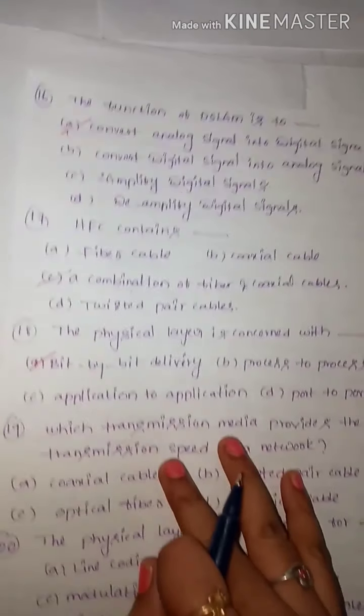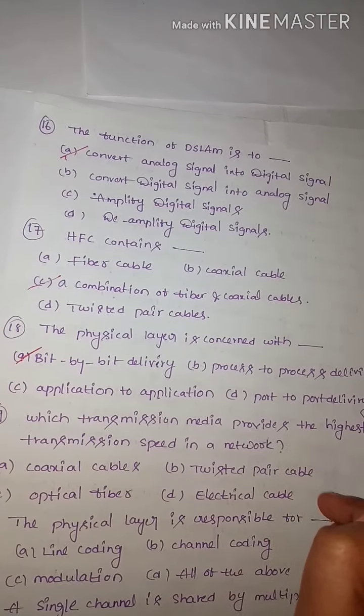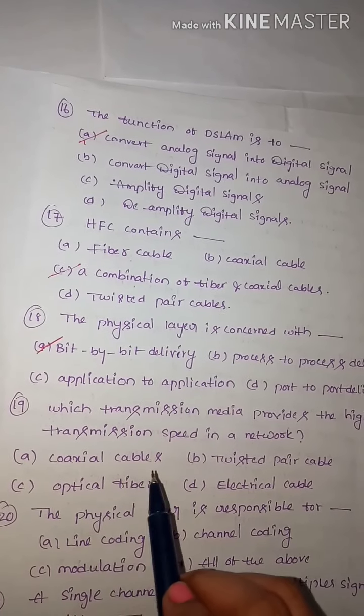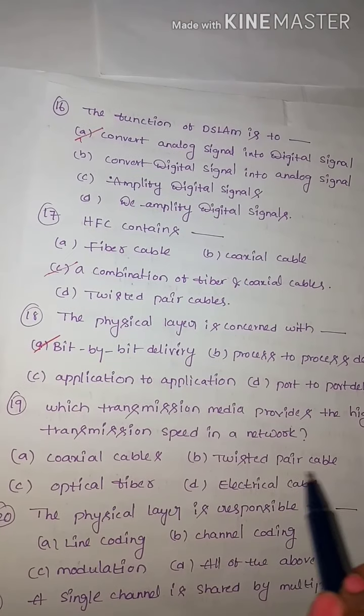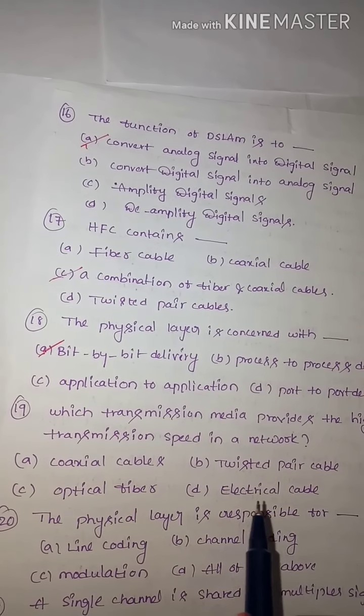And next one, which transmission media provides the highest transmission speed in a network? Option A, coaxial cables. Option B, twisted pair cables. Option C, optical fibers. Option D, electrical cables.